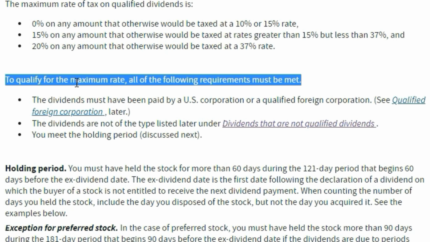So to qualify for the maximum rate, all of the following requirements must be met. These are known as the qualified dividend criteria. The dividend must have been paid by a U.S. corporation or a qualified foreign corporation. The dividends are not of the type listed later under dividends that are not qualified dividends. We'll cover that in a second. And you must meet the holding period discussed next.